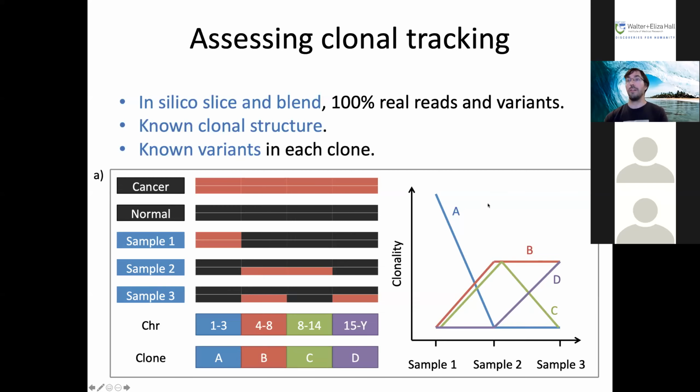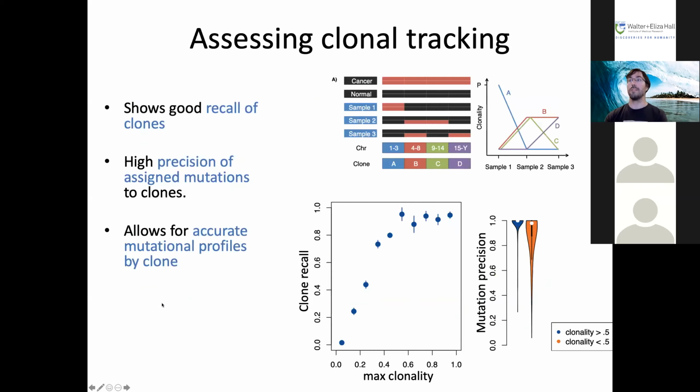And we can then go and measure how well SuperFreq reproduces these things by taking these 3 samples here and plugging them into SuperFreq and analyzing them as real samples. And we then see that as long as the maximum clonality is above 50%, we recall the clone, we identify the clone in more than 90% of cases.